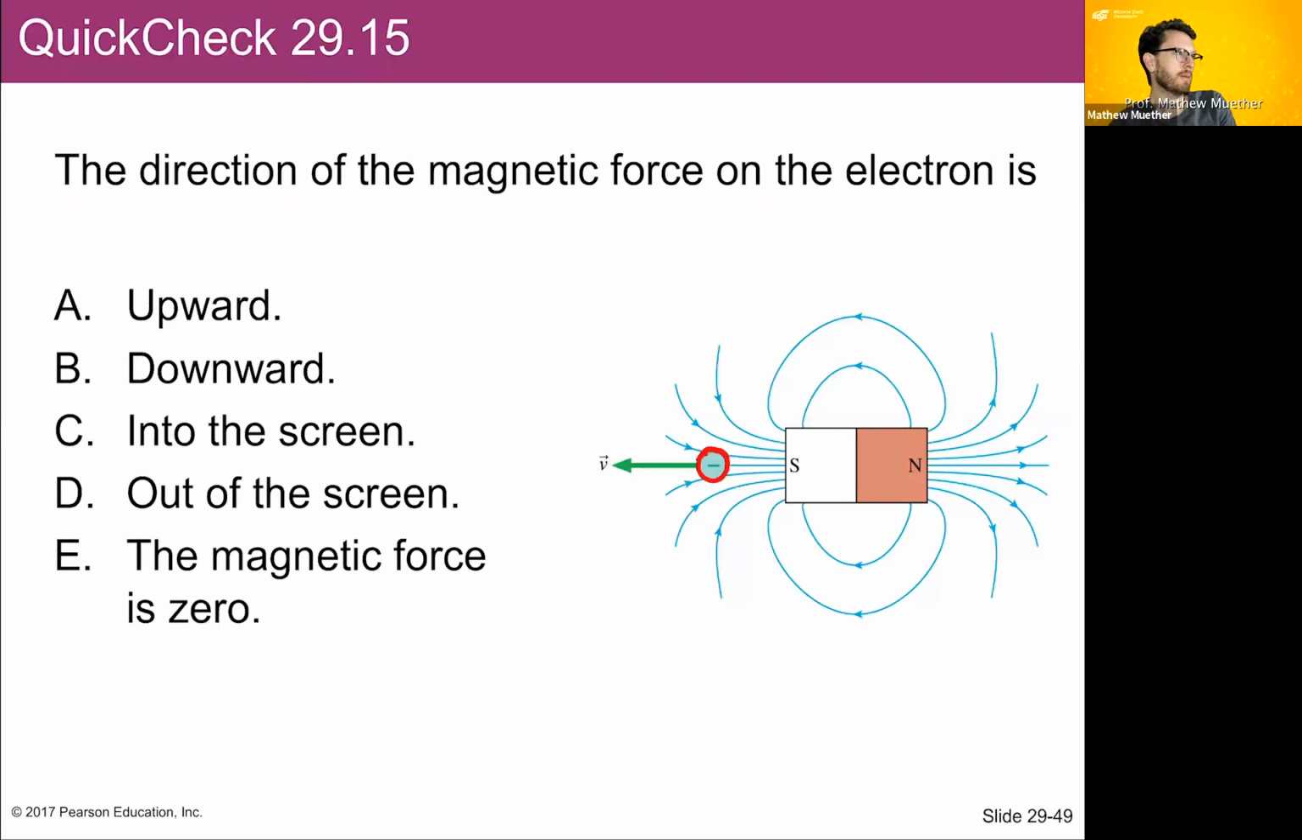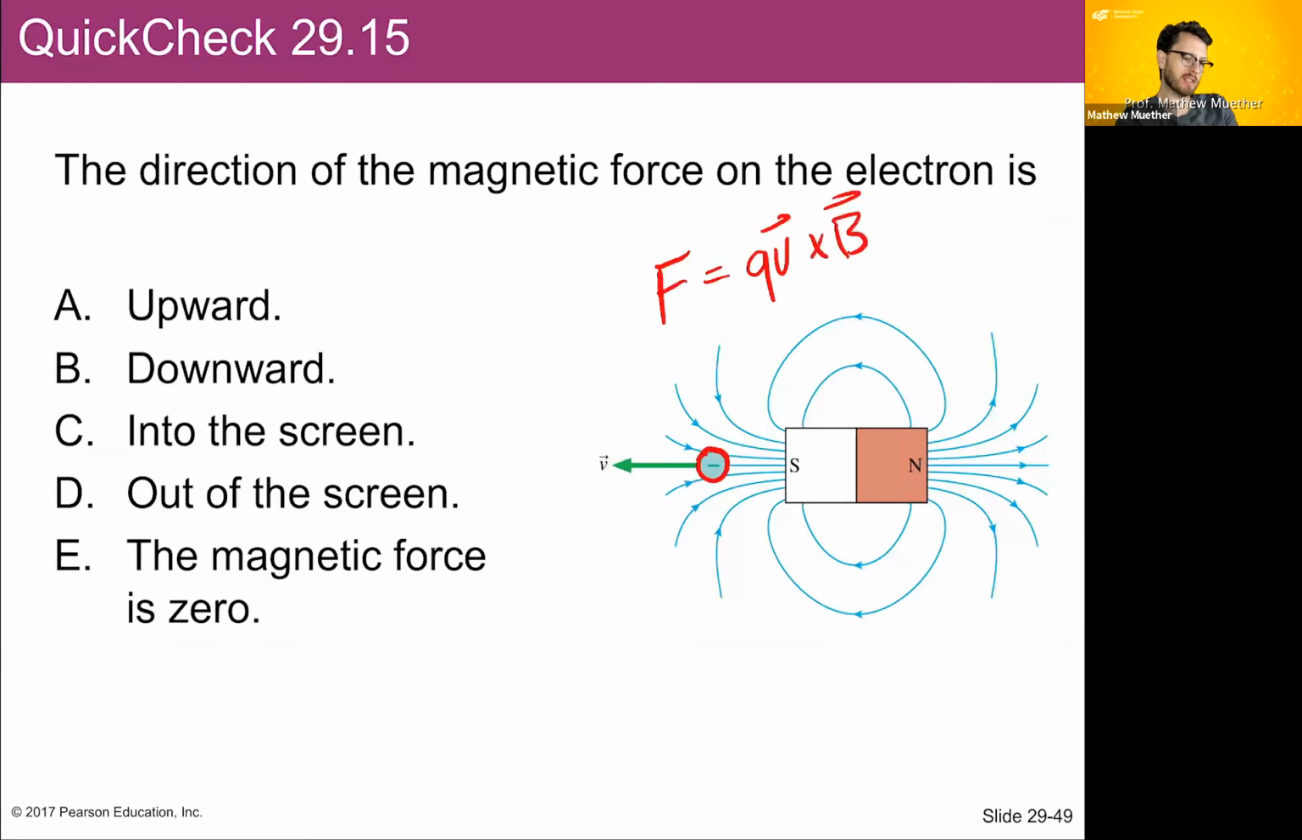All right, I'm going to go ahead and end the poll. Share the results. Pretty spread out. We have a decent amount in all answers here. So let's think about this. We know that that force is going to be QV cross B.